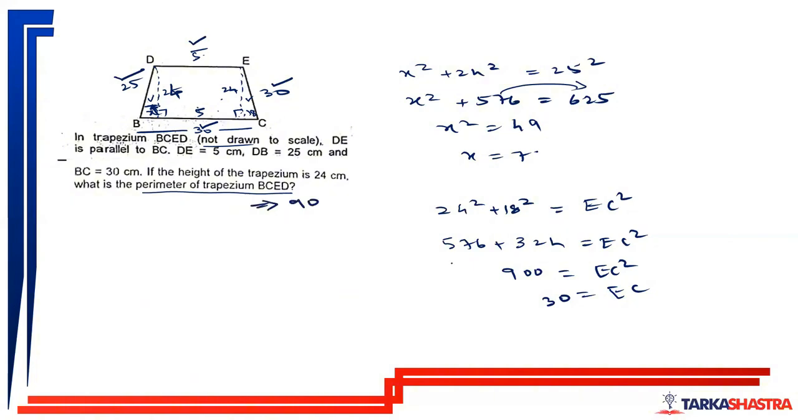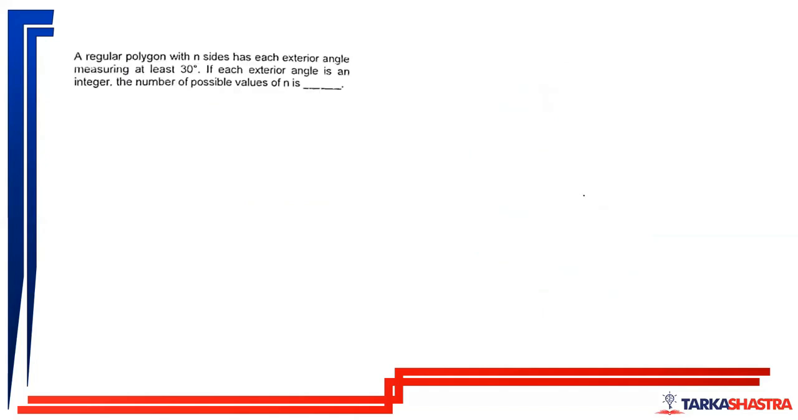Very easy. Moving forward. A regular polygon with n sides has each exterior angle measuring at least 30 degrees.